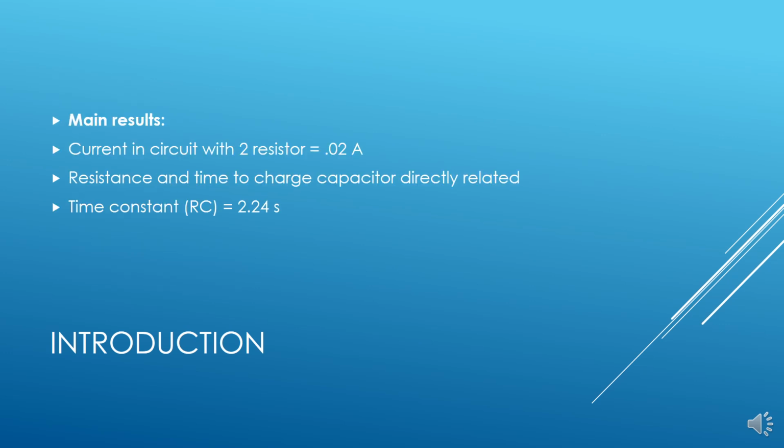The main results of this lab were that the current in the circuit with the two resistors was approximately 0.02 amps. Resistance and time to charge a capacitor are directly related, and the time constant RC was approximately 2.24 seconds.